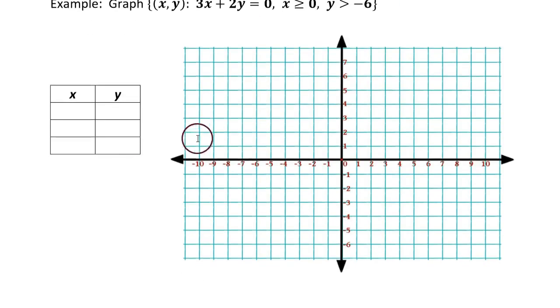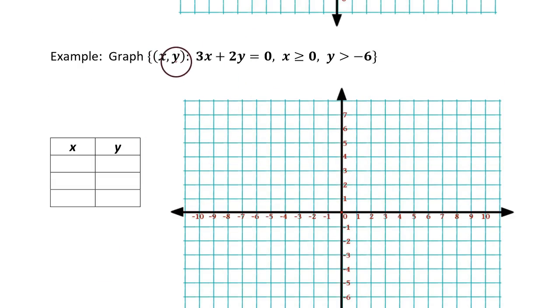Let's try another example. Graph the set of ordered pairs x and y such that 3x plus 2y equals 0. And let's only use numbers greater than or equal to 0 for x, and only use numbers greater than negative 6 for y. This description of our set restricts the numbers that we can choose in our table. Can we use 0 for x? Possibly. We just need to make sure that the y value that we get ends up being greater than negative 6. Let's find out what happens when we put in 0 for x.